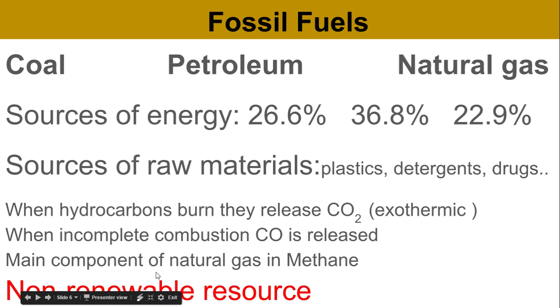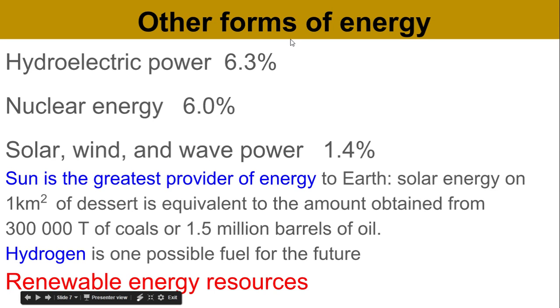And when incomplete combustion happens, carbon monoxide is released. And there are other forms of energy that provide us the energy we need. 6.3% of the energy we need is provided from hydroelectric power, nuclear energy is 6%, and solar, wind, and wave power 1.4%. There is something wrong with this picture.